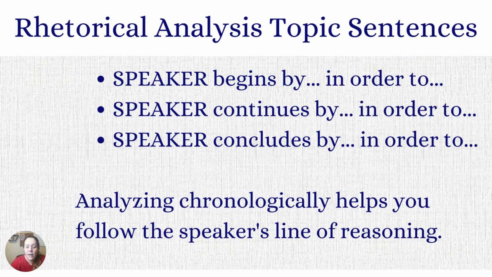The speaker begins by comparing blank to blank in order to. So the comparing is the verb. That's what we're going to be focusing on in the paragraph. So that's our what, that's our choice. But the "in order to" leads to the why. I have found that when students do what and why in their topic sentence, it leads to a stronger claim, and it also usually leads to a stronger paragraph.